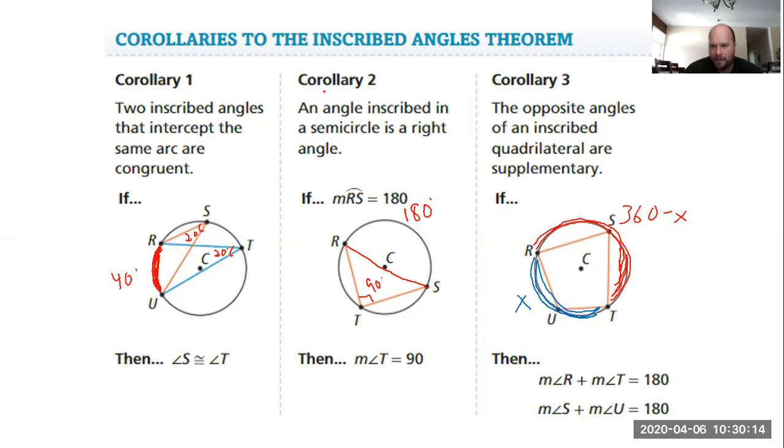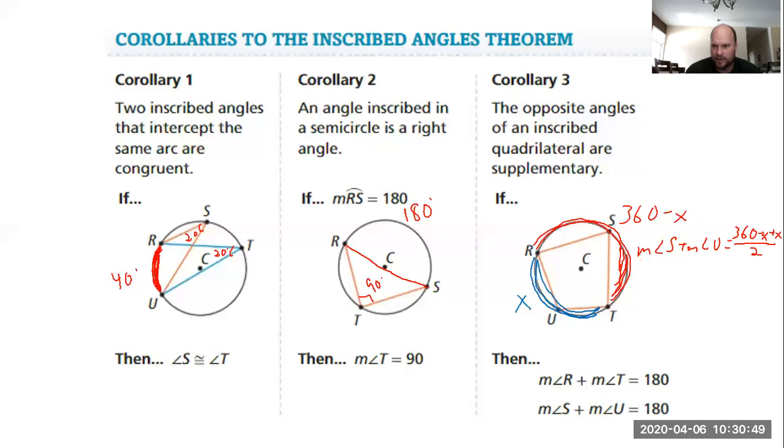Angle S is going to be half of X, and angle U is going to be half of the 360 minus X. So together, what would angle U and S be together? Well, the measure of angle S plus the measure of angle U has to be equal to the 360 minus X plus X divided by 2, because I'm taking half of the one angle and half of the other angle.